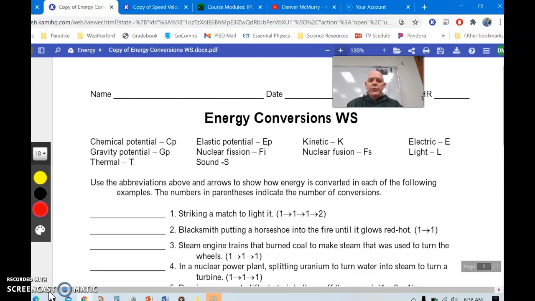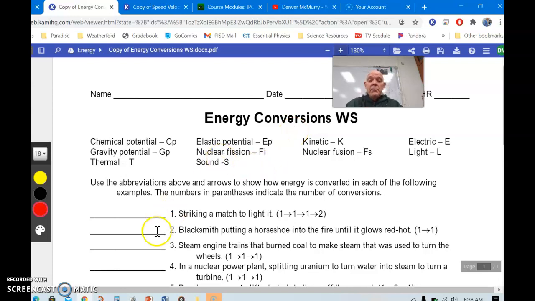All right, and you'll notice that at the top we have all the different types of energy, and we have a symbol for them, just a one or two letter symbol. Chemical potential, CP, gravitational potential, GP, T for thermal, elastic potential, fission and fusion. Just notice it's FS for fusion, not FU, which just didn't seem appropriate. S for sound, FI for fission, K for kinetic, E for electric, L for light, and so forth. So when you want to put these in there, you just put FS or K or whatever, so you don't have to write out the whole name of the type of energy, because some of these are going to have lots of them.